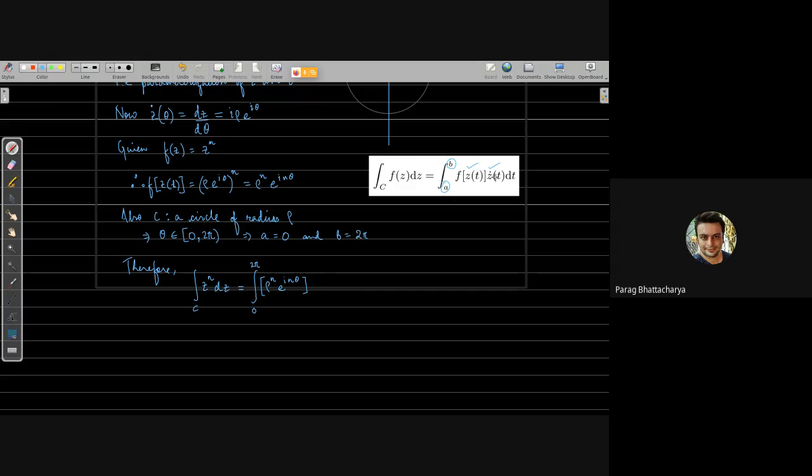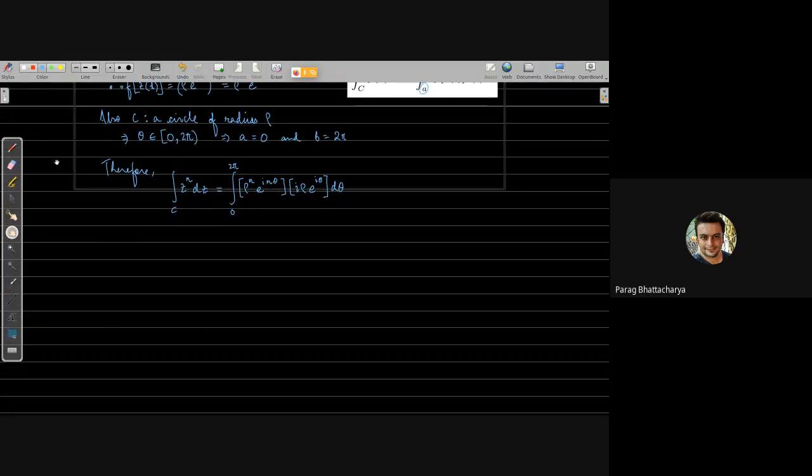Theta. Okay, and z dot is this, which is i into rho into e to the power i theta. Okay, so this is what we have. All right, and then dt means d theta. So this is what we need to evaluate. This is much easier to evaluate. Okay, that's what we see here.